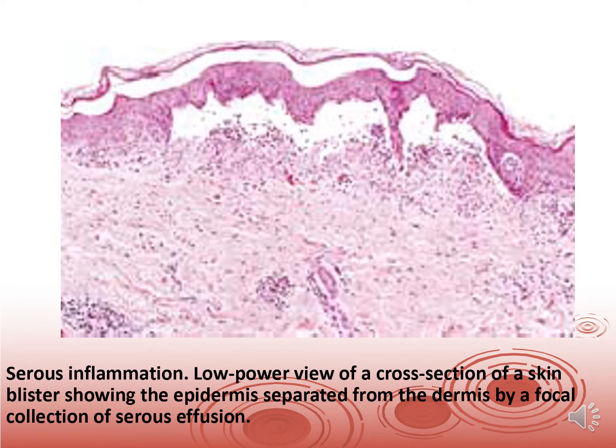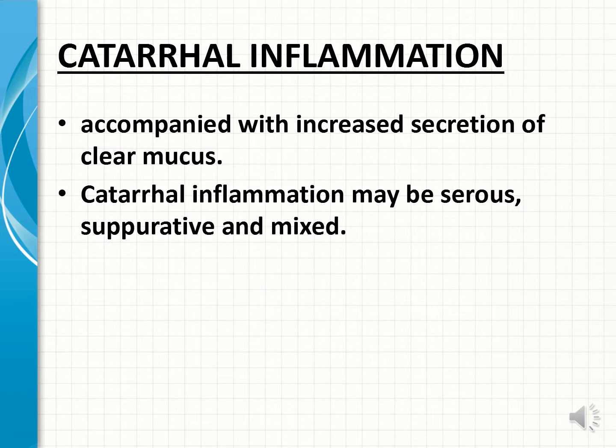Again, the same pathology, serous inflammation, low power view of the cross section of the skin blister showing that epidermis is separated from the dermis by the focal collection of serous effusion here you see. Now we go to the other kind of exudative inflammation, catarrhal inflammation.